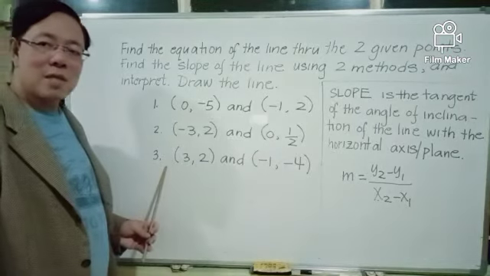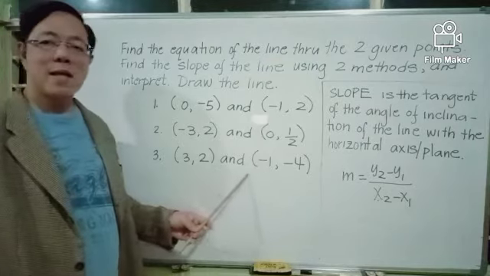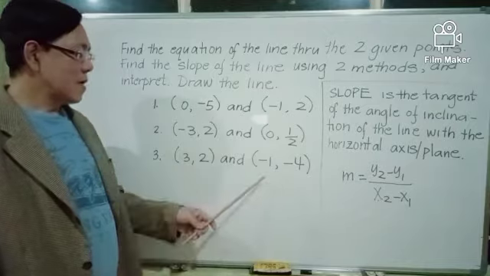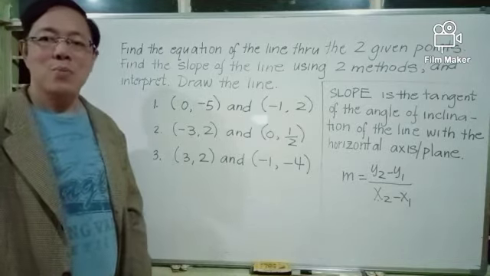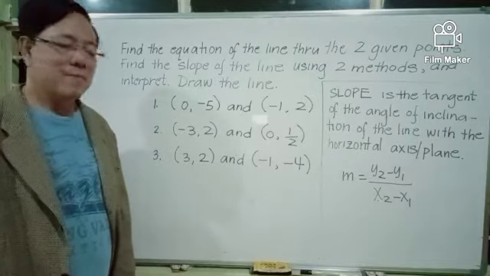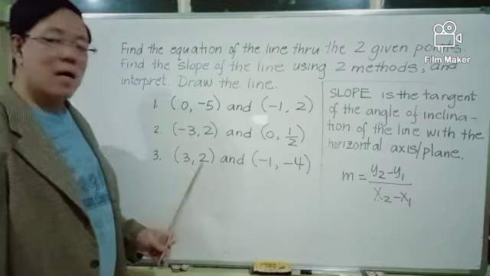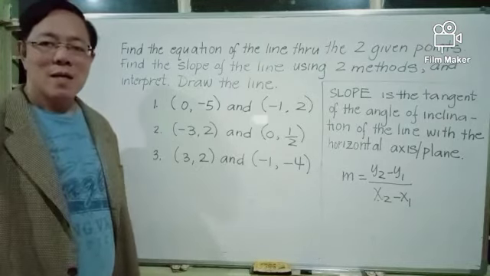And in number 3, for your practice, the 2 given points are (3, 2) and (-1, -4). To find the equation of the line passing through these 2 points, again, you use the 2-point form of the equation of the line. And you can take this point or this point as your first point P1 with coordinates x1 and y1.